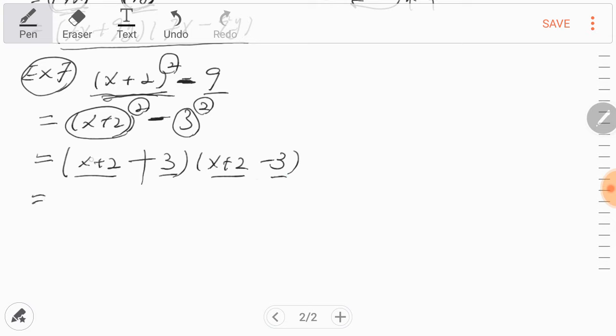Then simplify each factor, the parenthesis, then x plus 5, x minus 1. So this is the simplified factor form.